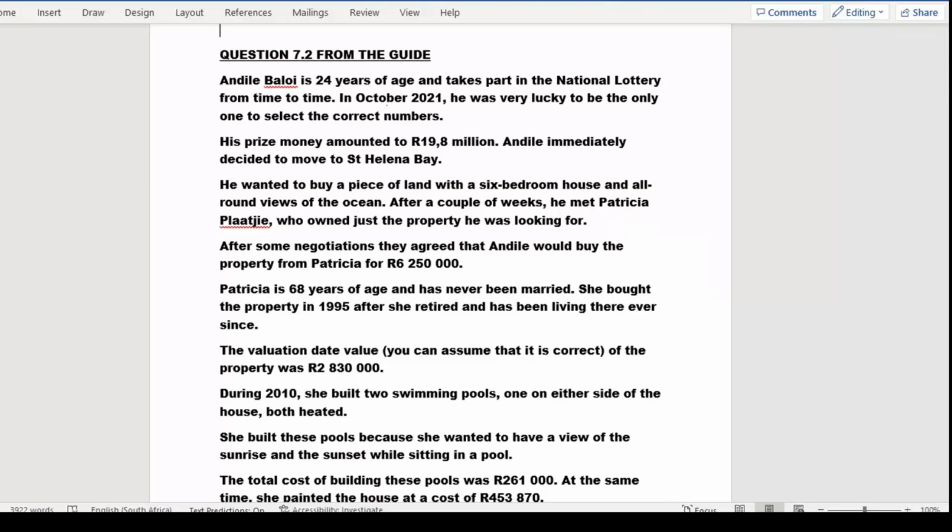After some negotiations, they agreed that Andile would buy the property from Patricia for an amount of 6,250,000 rand. Patricia is 68 years of age and has never been married. She bought the property in 1995 after she retired and has been living there ever since. The valuation date value, which is assumed to be correct, is 2,880,000 rand. During 2010, she built 2 swimming pools, one on the other side of the house, and they're both heated.